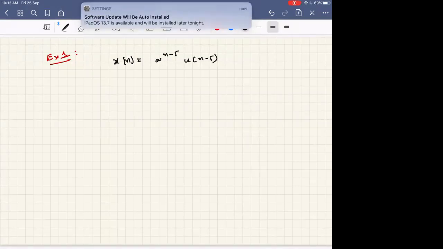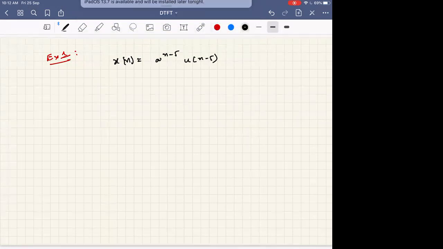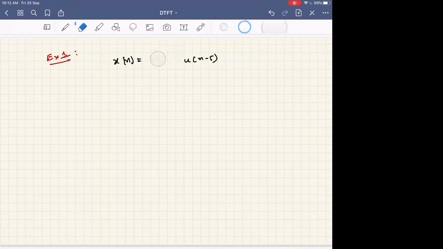Now we want to find the discrete time Fourier transform of this. Can any of you suggest how we find this? We would like to make use of properties. I don't want to use the definition here, but would like to use the properties to find the discrete time Fourier transform for this.